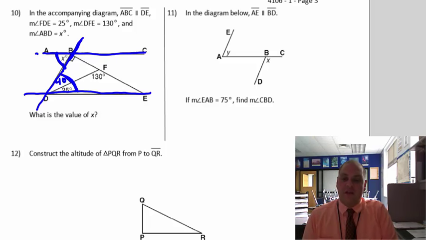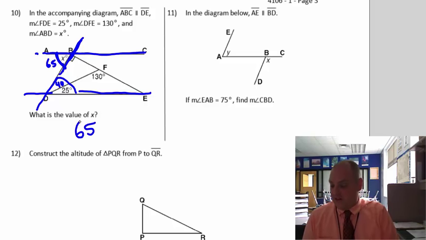So X is going to be equal to the addition of 40 and 25. The total of this angle, that's 40, and that little one's 25. So that total angle right there is 65, and that's what angle X is going to equal because they're alternate interior. Okay, so X is 65 degrees.